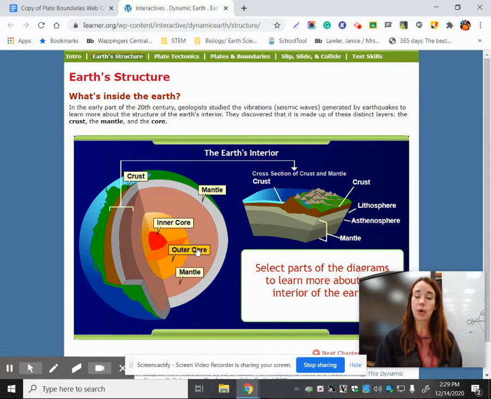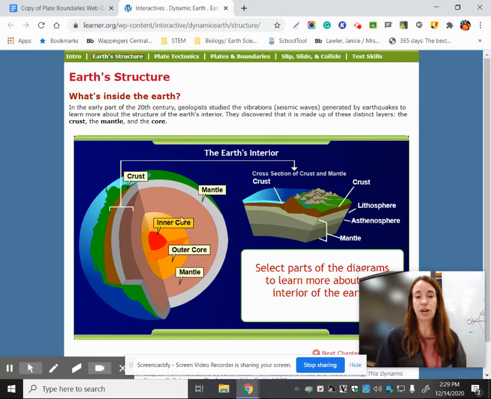We go to the outer core, which is also a liquid. It is made up of really hot iron and nickel. And then our inner core is in the middle. And because of all the heat and pressure of the whole world kind of pushing on it, it is even hotter iron and nickel, but it is solid. But it is extremely hot.